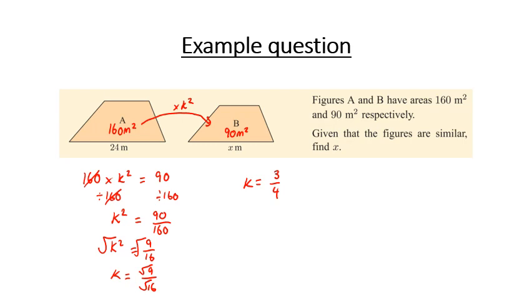If I know that K is equal to 3/4, then if I'm going from 24 to X, I need to times by 3/4. So therefore X is equal to 24 times 3/4, which is going to be equal to 18 meters.